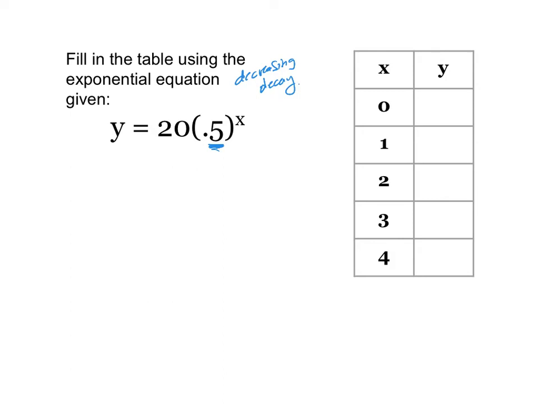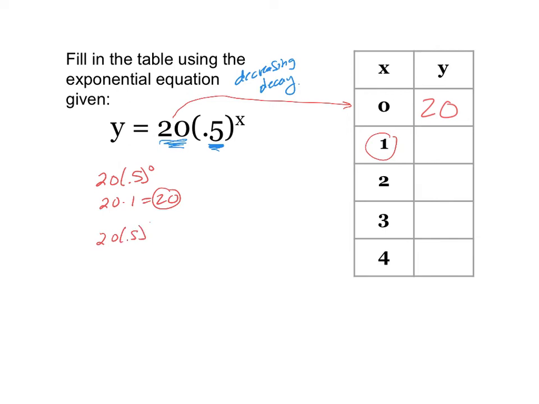Okay, so I need to fill in the table for this, and one thing you'll notice again, the y-intercept is always the number that's outside the parentheses, so our y-intercept here would be 20. Okay, you could also just plug in a 0 for the x, so it'd be 20 times 0.5 to the 0, and anything to the 0 power is always 1, so this is really 20 times 1, which is just 20. So that's our y-intercept. Then for the first term, we would plug in a 1 for x, so we'd get 20 times 0.5 to the first, and 0.5 to the first is just 0.5, and 20 times a half is 10.